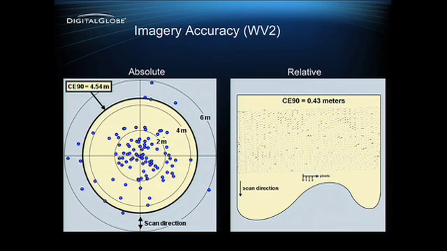Perhaps a more interesting number is the relative accuracy, which is, within one of these large images, how accurately are the points in that image related to each other? That turns out to be probably a lot more relevant for mapping. And the accuracies that we're seeing here are definitely less than a meter, in fact, less than a pixel. This particular example, which is pretty typical, is about 0.43 meters.